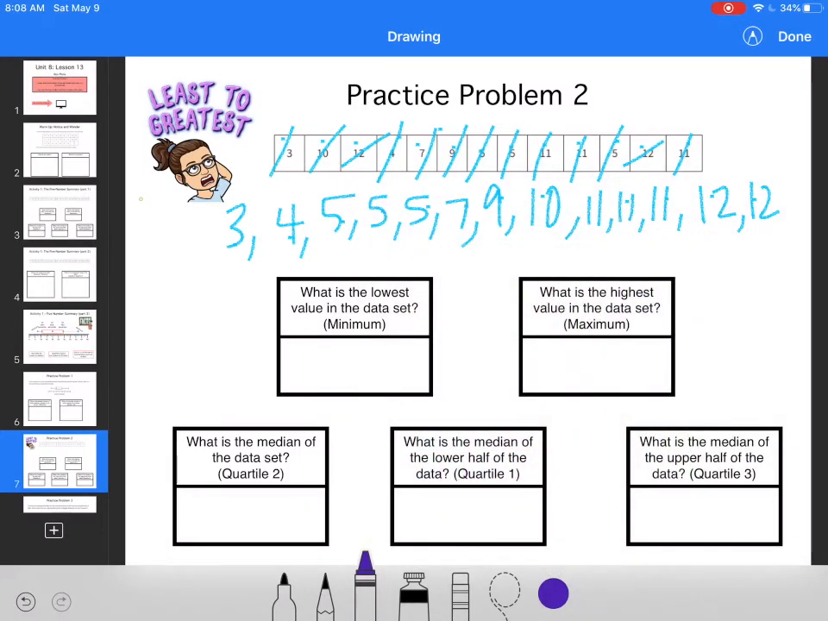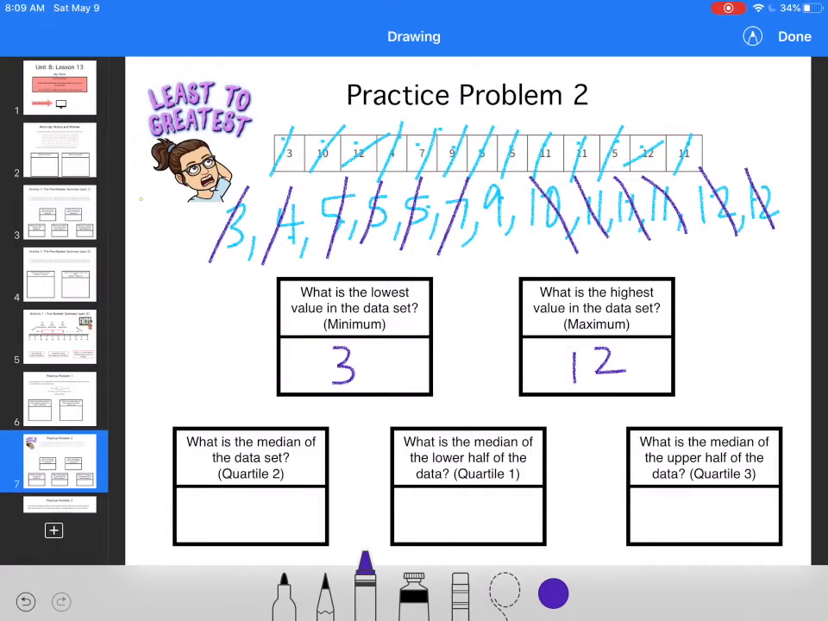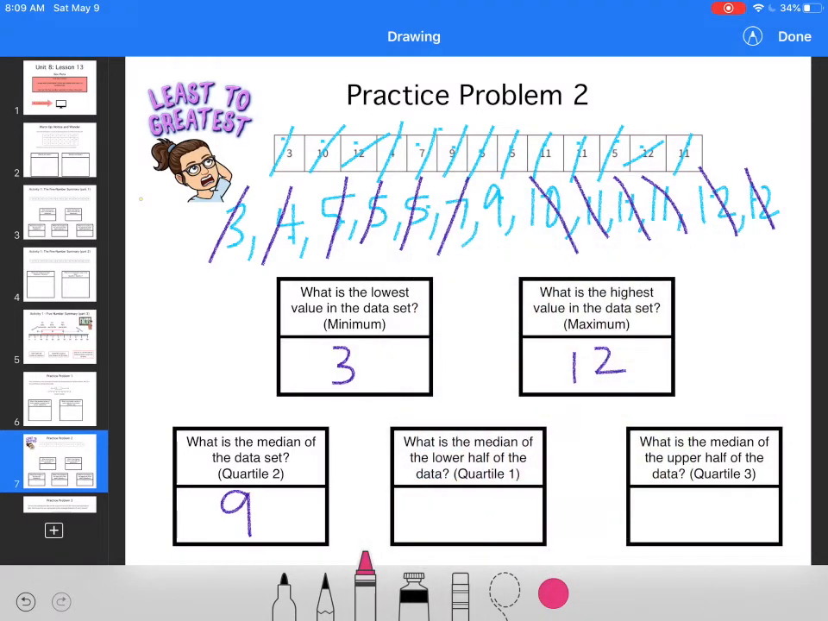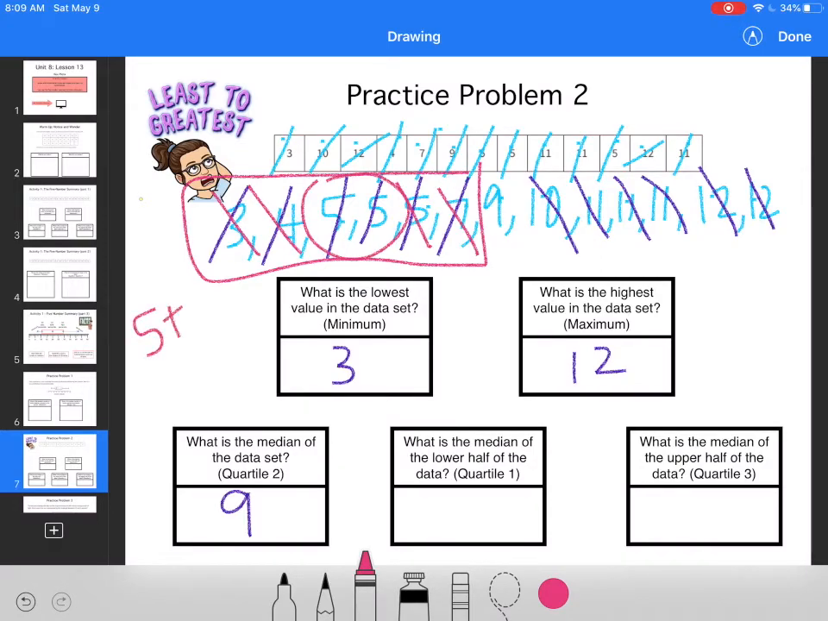Then it says, what is the lowest value in your data set? 3. What is the highest value? 12. What is the median of your data set? So I'm going to cross them off on each side. And lucky for me, I don't end up with 2 in the middle. So 9. I'm going to switch colors so that I can find the median of the lower half of the data. 2 numbers in the middle. I'm going to add them together, divide by 2, and I get 5.